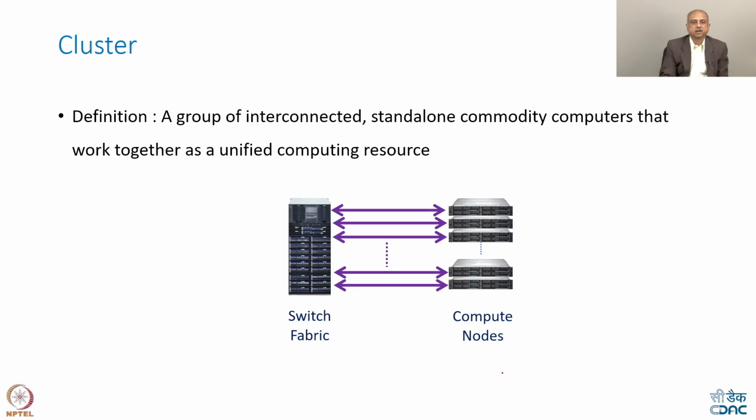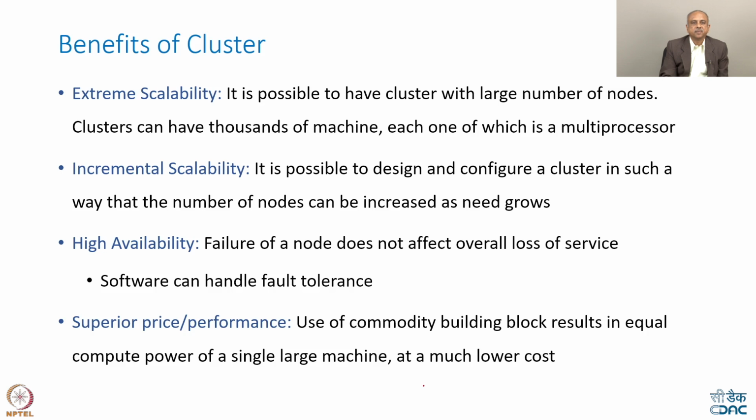Finally, we come to the cluster. By definition, as we saw in the earlier lecture, you have a switching fabric which connects n number of compute nodes, and this is a fast network with high bandwidth. What are the benefits of going for a cluster? First important thing is scalability. You can have literally thousands of machines, each of which in turn is a multiprocessor. It could be NUMA or an SMP.